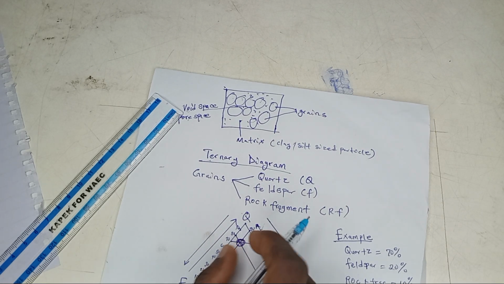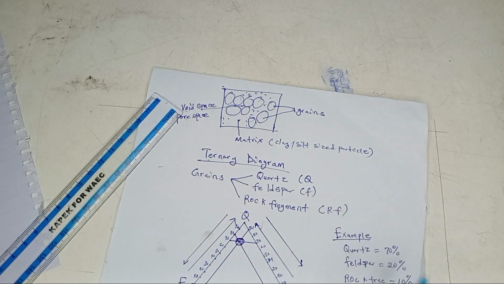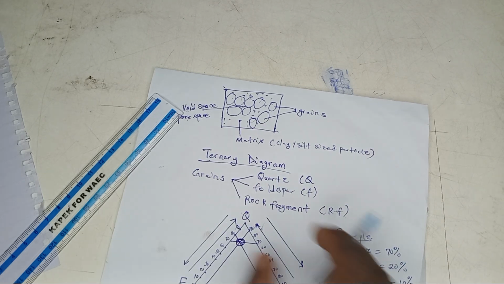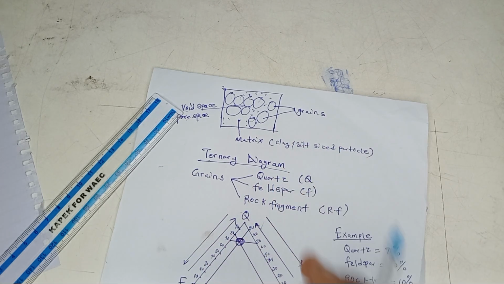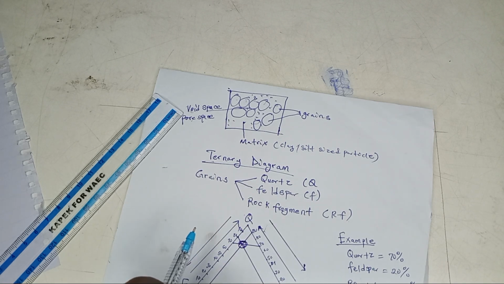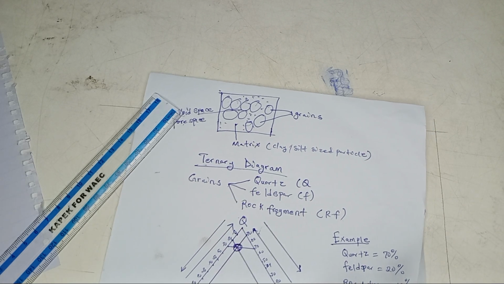is how you classify on the ternary diagram. You've plotted and classified it based on the quartz, feldspar, and rock fragment on this diagram. Good. So in summary, what have I said so far?